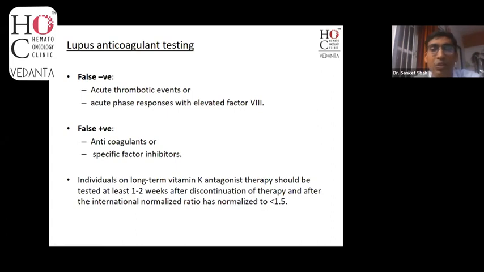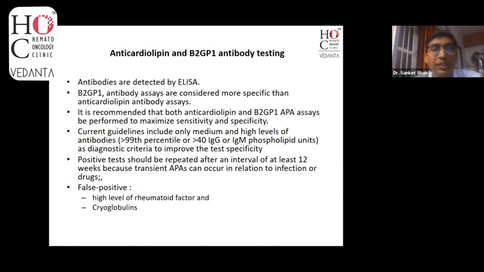It is very difficult to interpret the results because you cannot take the patient off the warfarin. The next tests involved are anticardiolipin and beta-2 glycoprotein 1 antibody tests. These antibodies are detected by ELISA.